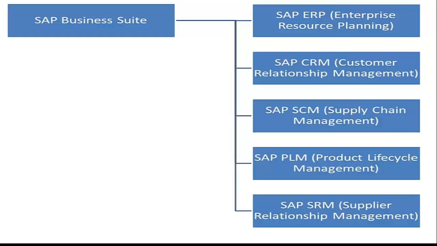It basically consists of the following SAP solutions: the SAP ERP, which is Enterprise Resource Planning Software, SAP CRM, which stands for Customer Relationship Management, then SAP SCM, which is Supply Chain Management, then SAP PLM, which stands for Product Lifecycle Management, SAP SRM, which stands for Supplier Relationship Management. So all these run on the SAP NetWeaver platform, which is the basis for running all these products. So coming back to what is CRM.